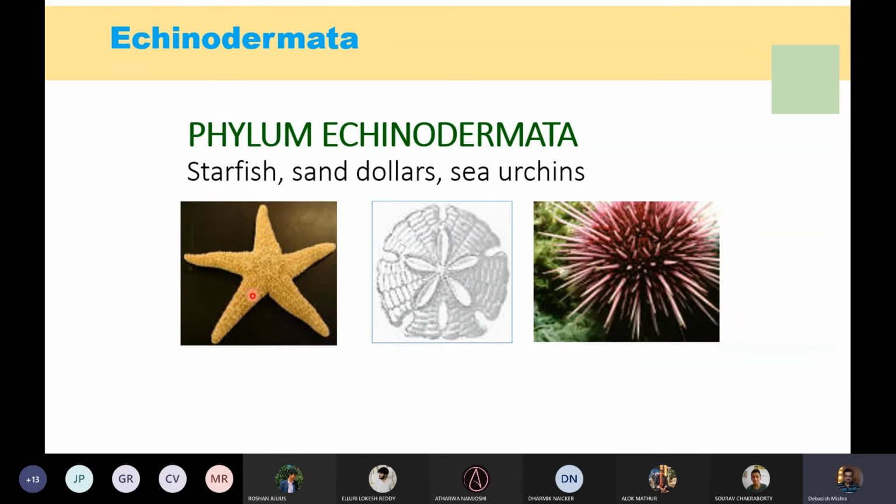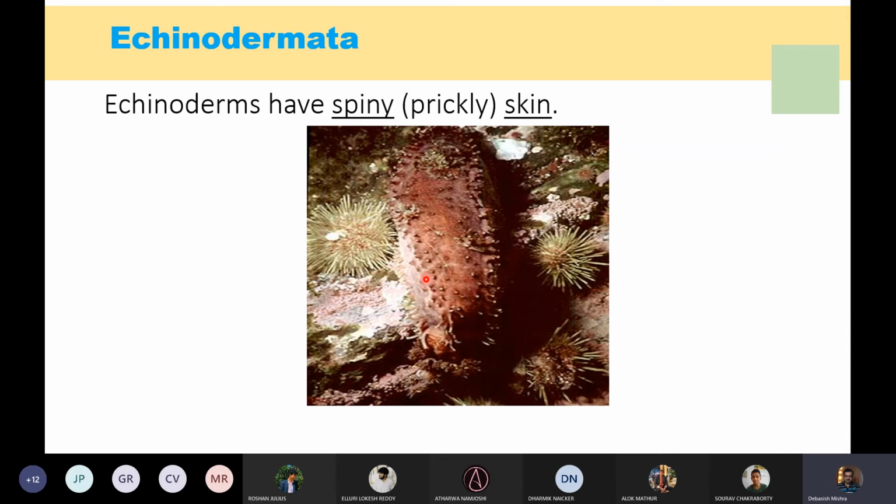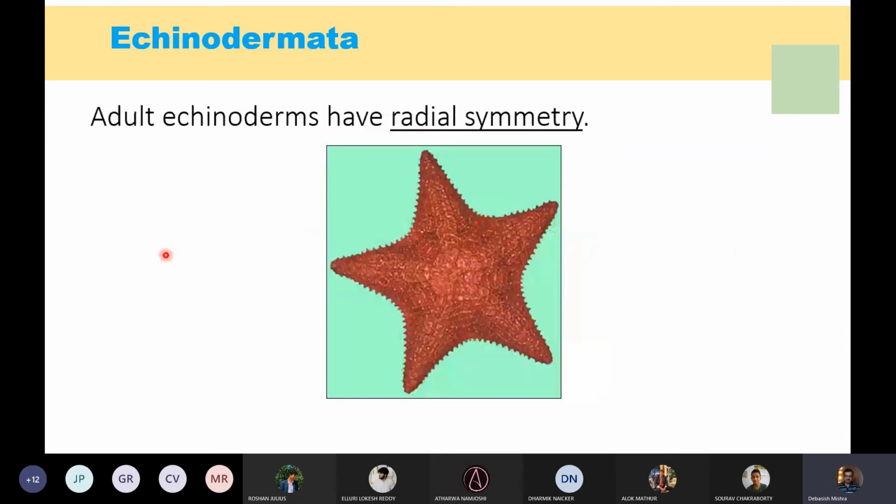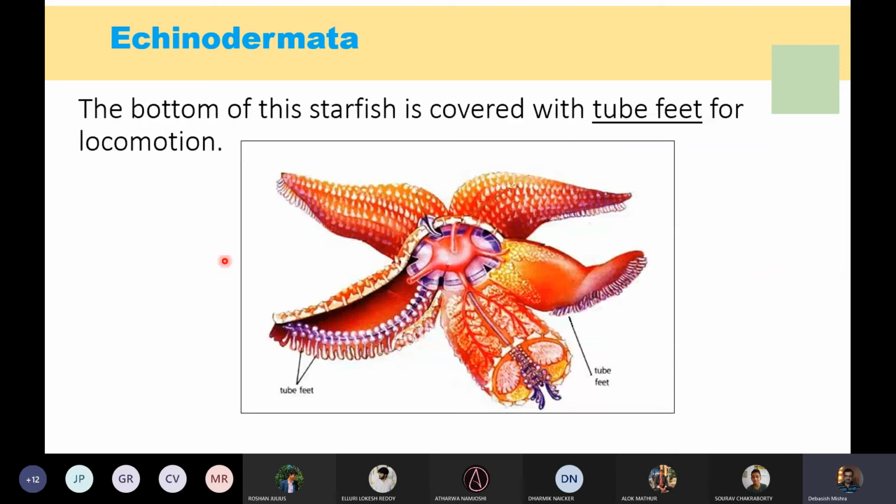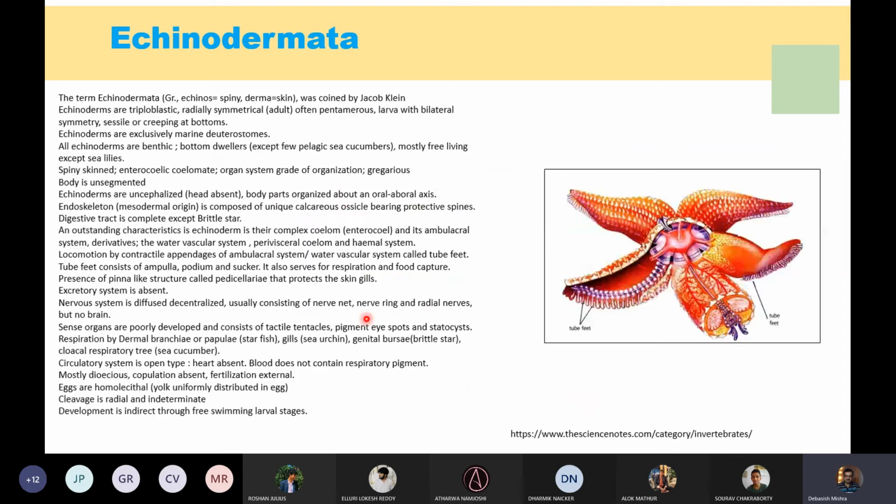Then we have echinoderms. They are spiny-skinned organisms. Their skins have spines. Starfish and sea urchins are most common among them. They do have a very unique kind of circulatory system called the water vascular system. They are marine in nature, of course. They have radial symmetry, you can say pentaradial symmetry. These are certain characteristics.